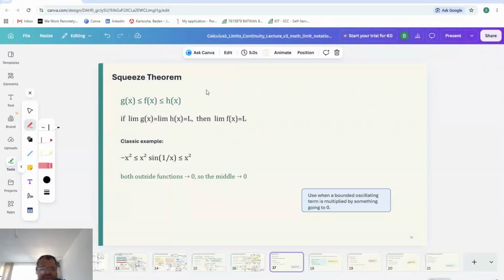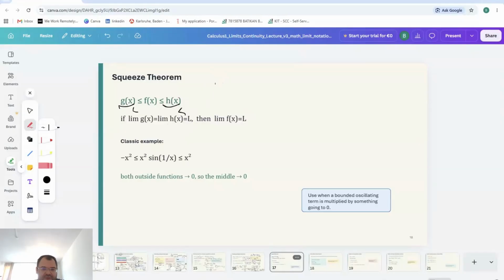As the next theorem, we have the squeeze theorem. Assume you have a function f(x) which is between g(x) and h(x). In this case, when the limit of g(x) is L and the limit of h(x) is L, then you must say that the limit of f(x) is squeezed between those two L values, so it must also go to L. So this is our squeeze theorem, and we have a classic example here.